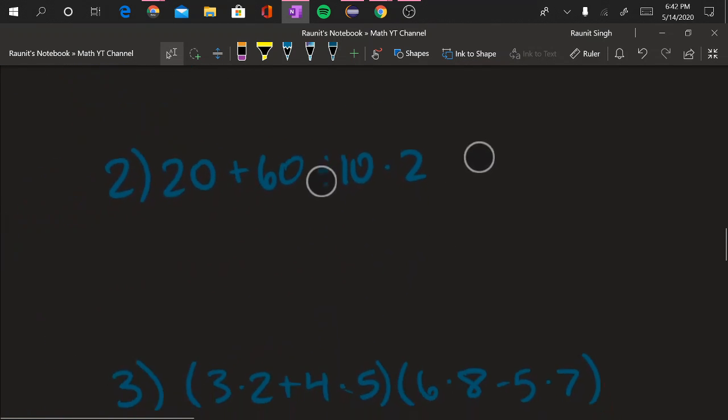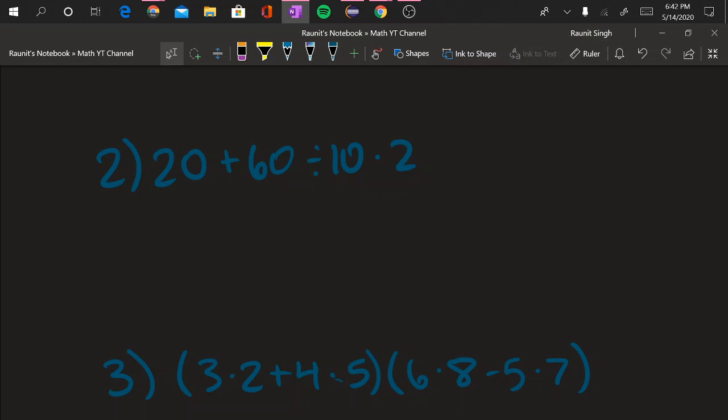If you feel like you got the hang of it, go ahead, pause the video, and try this one yourself. If not, follow along. So we have 20 plus 60 divided by 10 times 2. Remember, multiplication and division, addition and subtraction, they all go left to right. So as we look from left to right, we see 20 plus 60 divided by 10 times 2.